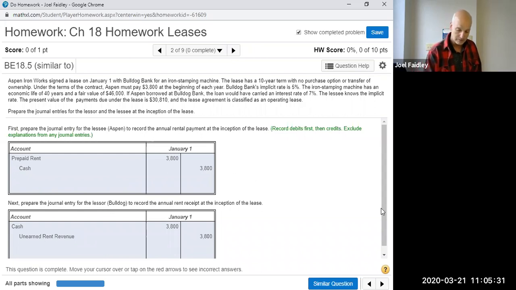I'm not sure if this works with me writing on it. It didn't yesterday. What entry is being made at the same time? You're paying cash to the lessor. All right, number three.